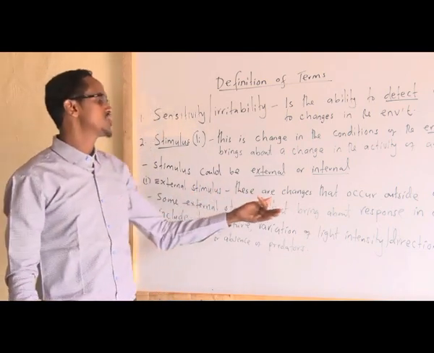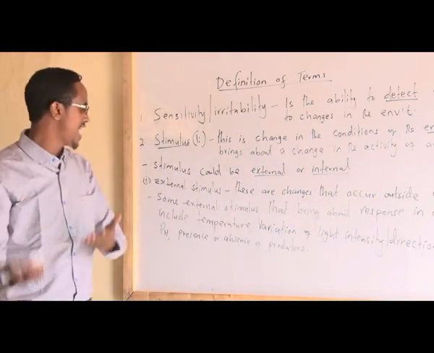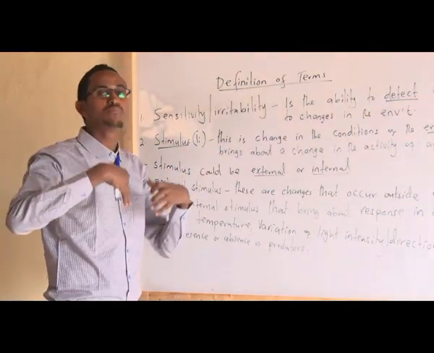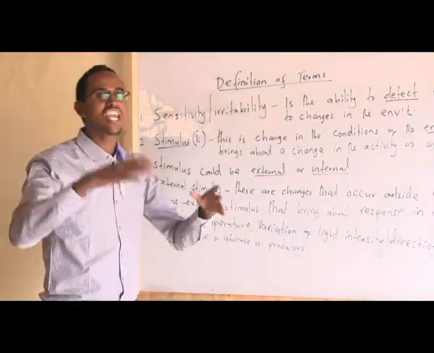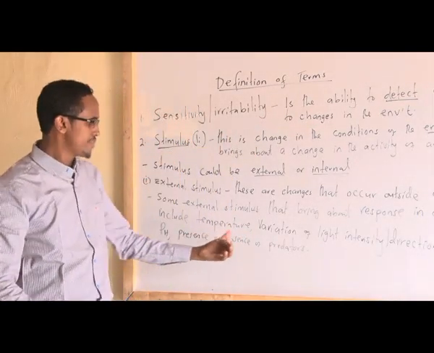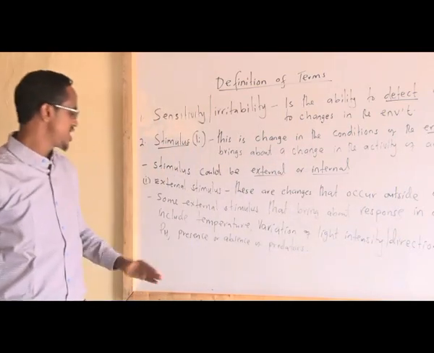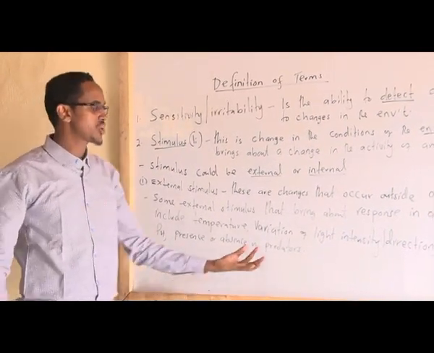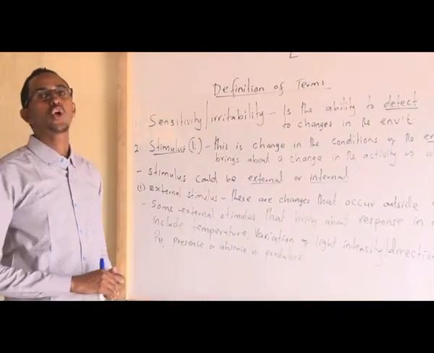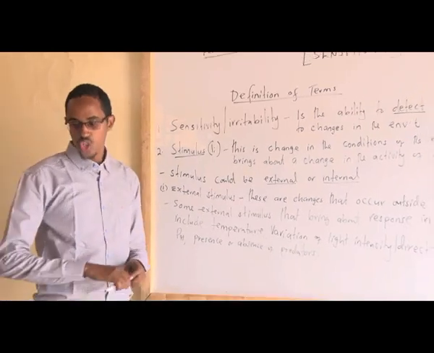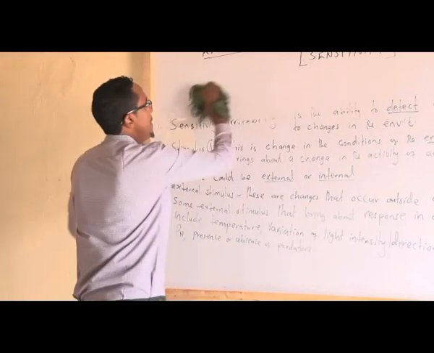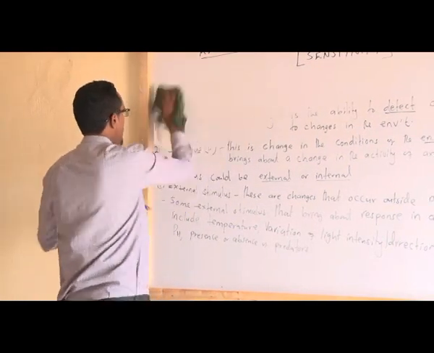What is an external stimulus? External stimuli are changes that occur outside our body. Some of the changes that may make an organism change its activity are variation in the direction of light, changes in the intensity of light, temperature variation, humidity variation, the level of pH, presence or absence of predators, or the concentration of mineral salts. Those are some of the external variations.